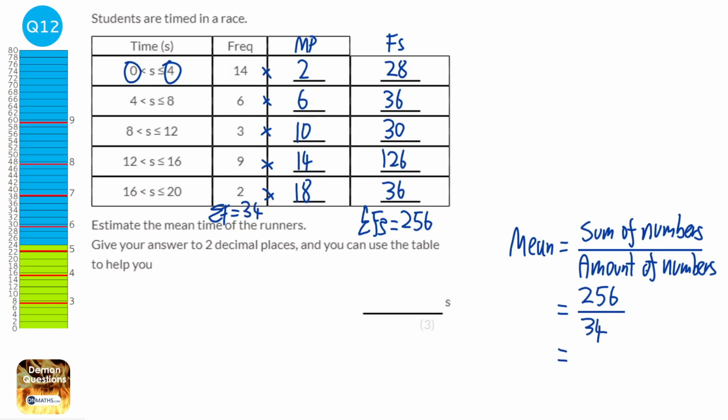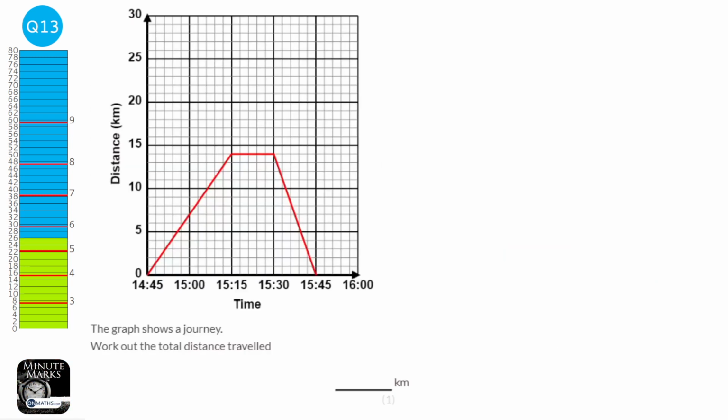And when we do 256 divided by 34, we get 7.529... It says it wants it to 2 decimal places, so we're going to round it to 7.53. So the distance initially travelled is going to be 14 kilometres for this stint here. And then we have a bit of a rest.